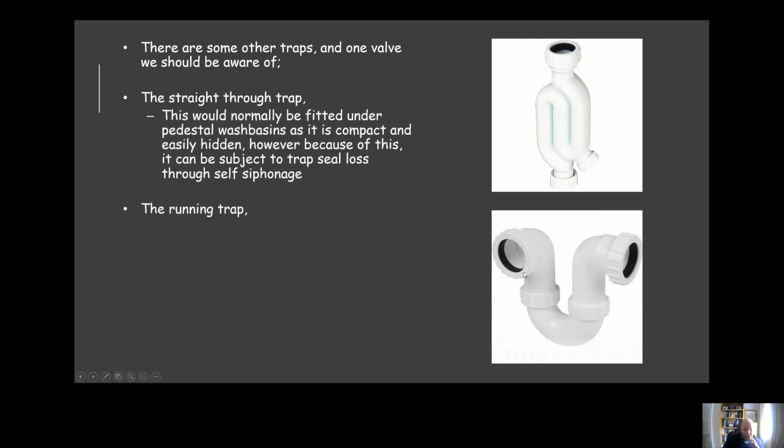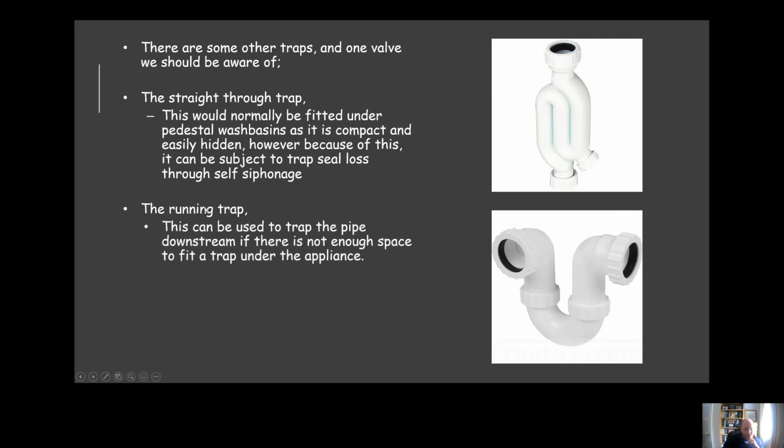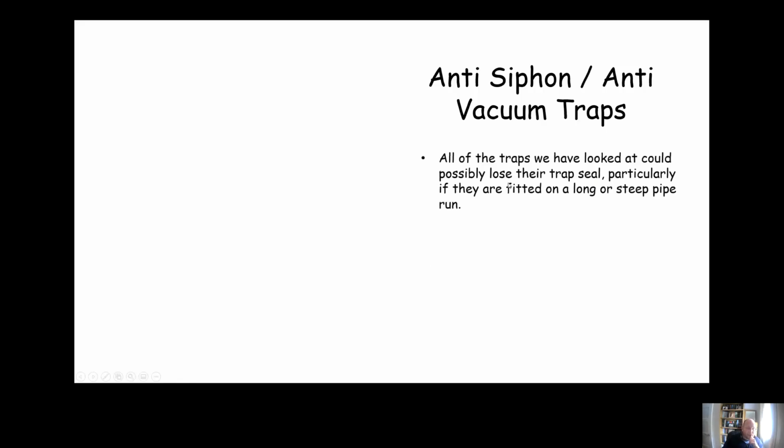The running trap is this example here, and this is used to trap the pipe downstream if there's not enough space under the appliance. You could also use a running trap to trap multiple appliances, essentially.